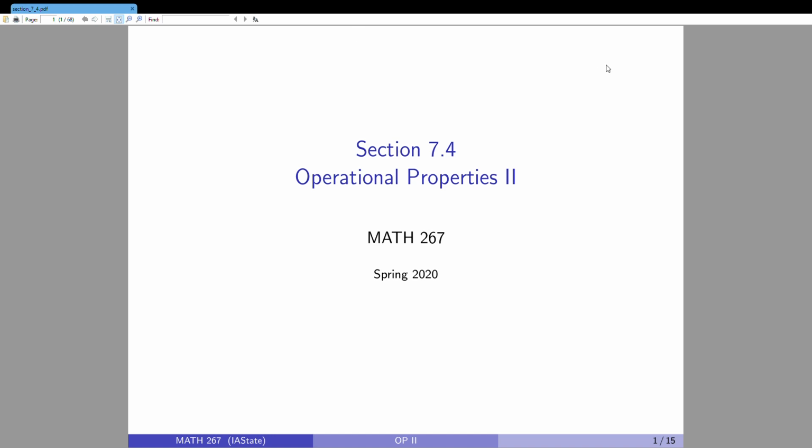Alright, operational properties, part 2. Moving right along in chapter 7 here.